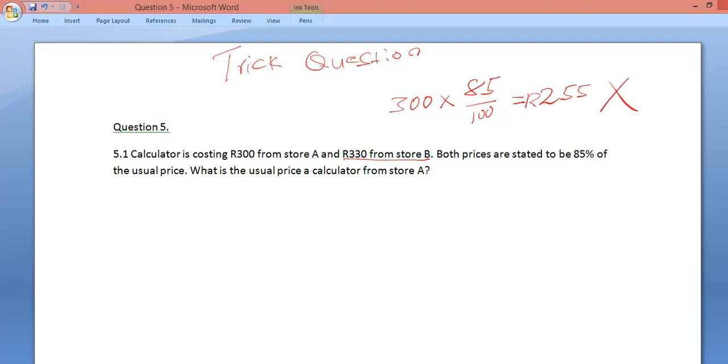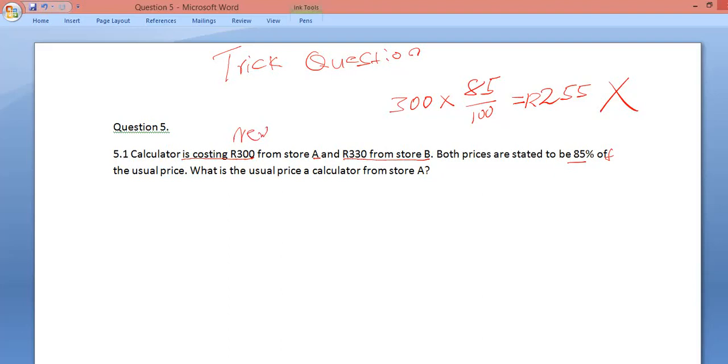This is not the solution, because you have to read your question carefully. They're saying that the calculator is costing, so this is a current price. This 300 is a current price from store A. Both prices are stated to be 85% off the usual price. So 85% off already. So this is a new price, if you read the question carefully.